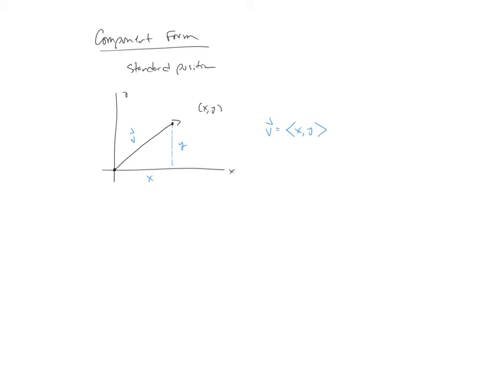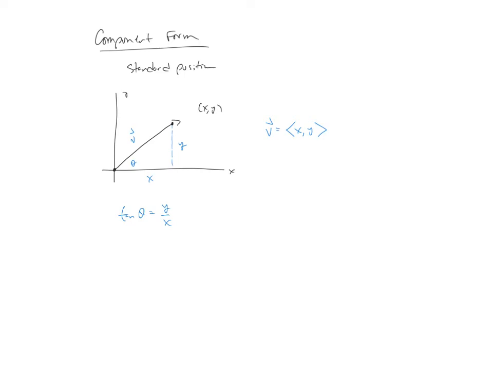Now, a couple other things that we could point out in a picture like this. You could see that maybe I'll call this guy theta. And now we've got a right triangle here, and we can apply a lot of our trigonometric ideas to the vector itself. For example, I know that to find theta, I can use y over x.